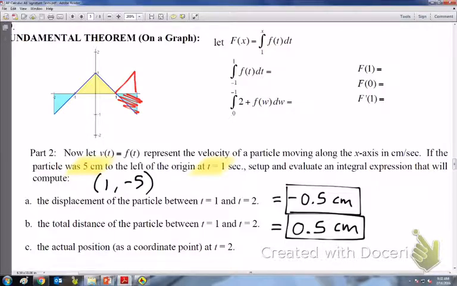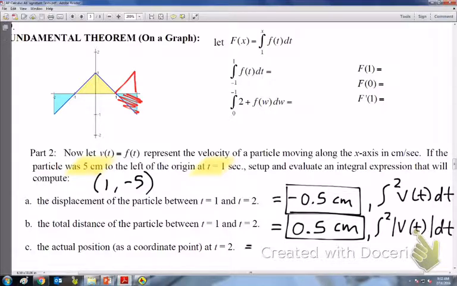Oh, by the way, it did say to set up the integral as well. So let me write the integrals for these. For displacement, it's going to be the integral from 1 to 2 of v of t dt. And for total distance, it's going to be the integral from 1 to 2 of the absolute value of v of t dt.